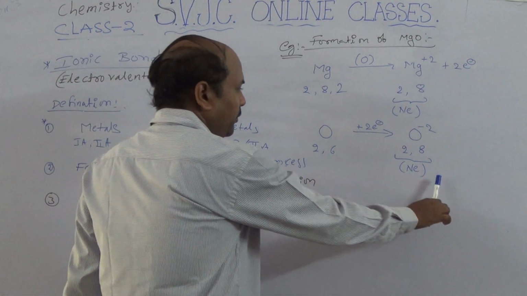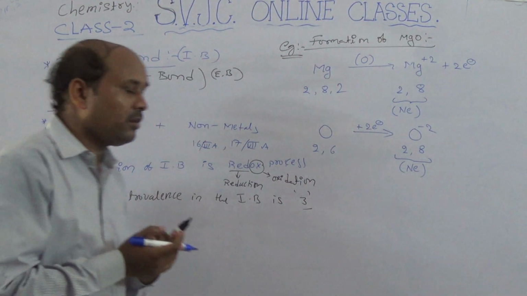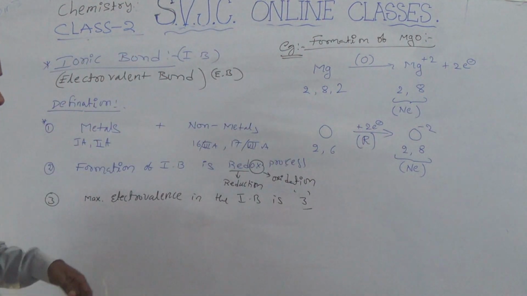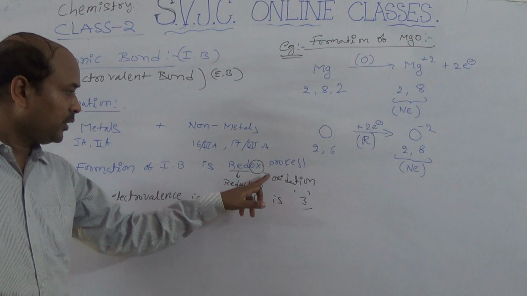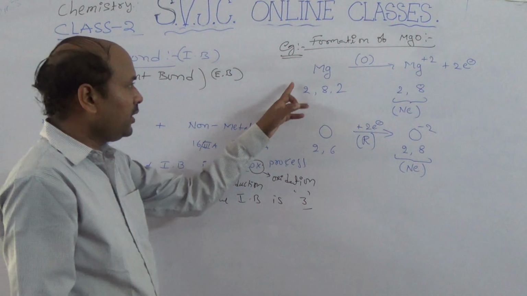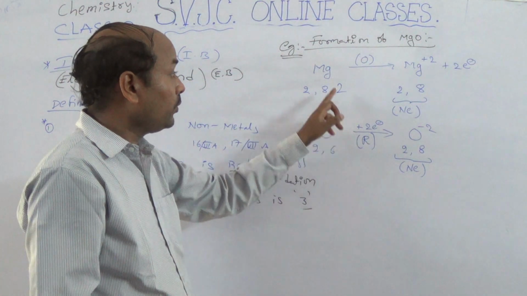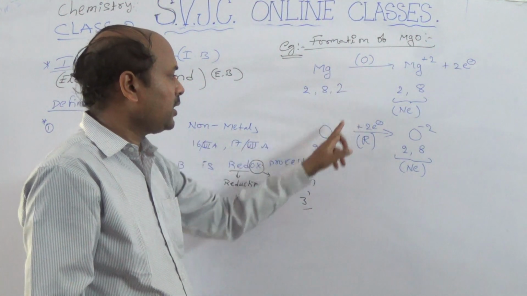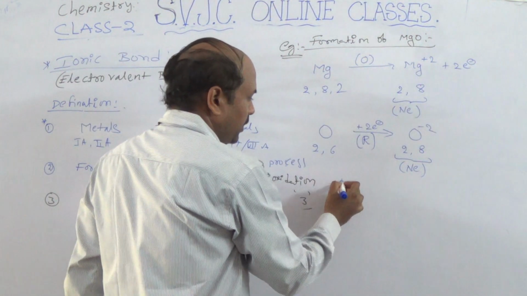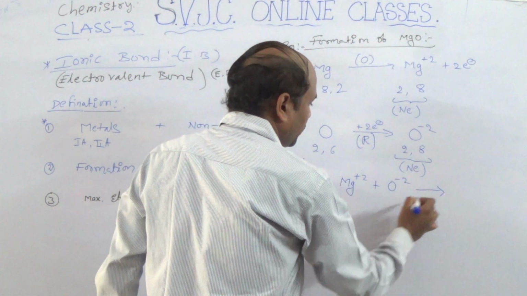So in this formation, oxygen takes 2 electrons. Gain of electrons indicates reduction. Reduction and oxidation together is called a redox process. Magnesium undergoes oxidation and oxygen undergoes reduction. The ions formed are the magnesium +2 ion and the oxygen -2 ion.